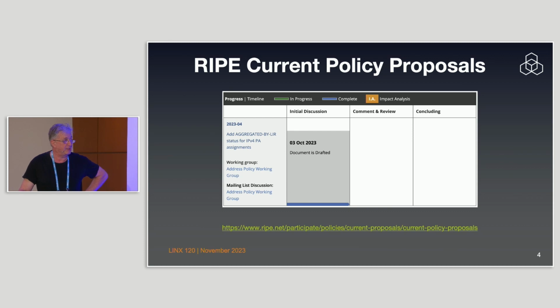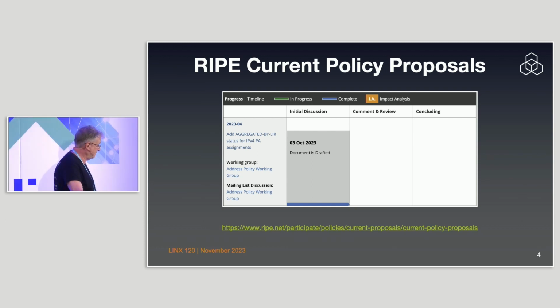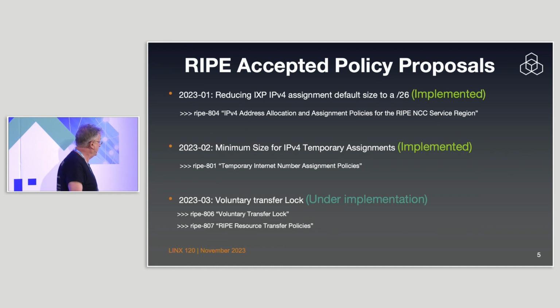It's been drafted. It's currently running through the Address Policy Working Group. There's no particular reason why it shouldn't go through. It's incredibly useful. It will reduce the amount of work that you guys have to do, if any of you are still allocating IPv4 addresses. And we're looking forward to this one coming through.